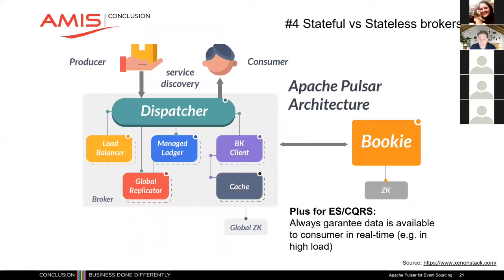This is a picture that comes from Xeon's tech, and they also have a very good blog about Pulsar. You see here, this is the broker itself. And this is a plus for event sourcing and CQRS because we can always guarantee that the data is available to the consumer in real time. If a broker goes down, we can easily put a new one next to it. Or if we need more throughput, we can put a new broker next to it.